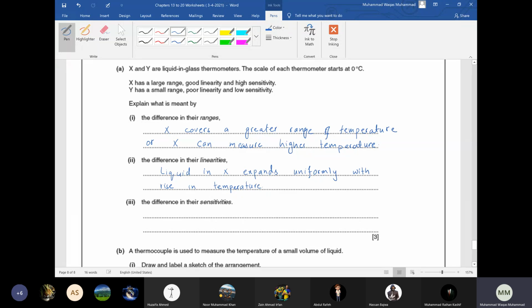Okay, beta. Now, beta, the difference in their sensitivities. You know what is the meaning of sensitivity? Sensitivity means increase in the length of the liquid per unit rise in temperature. So X has high sensitivity and Y has low sensitivity. So, beta, what is meant by the difference in their sensitivities?